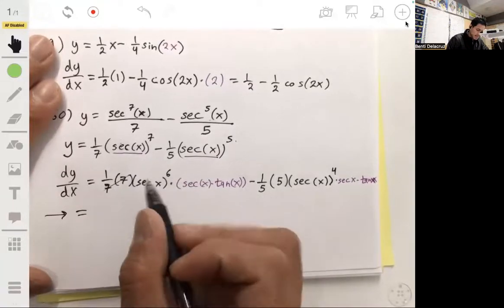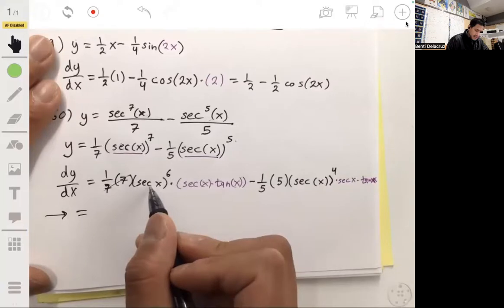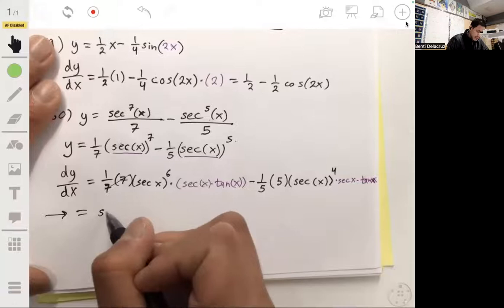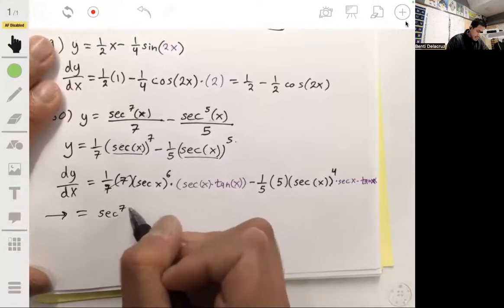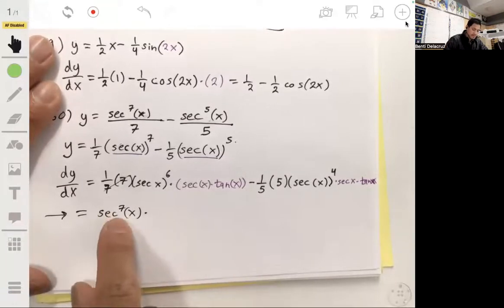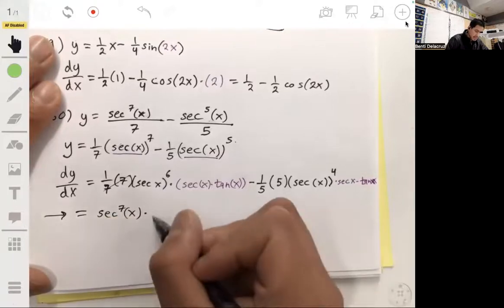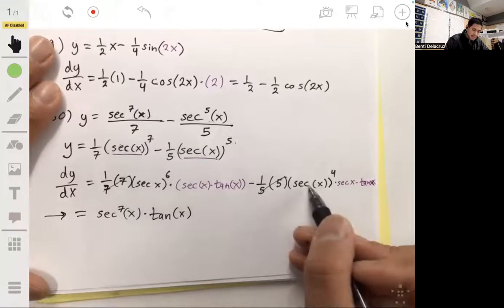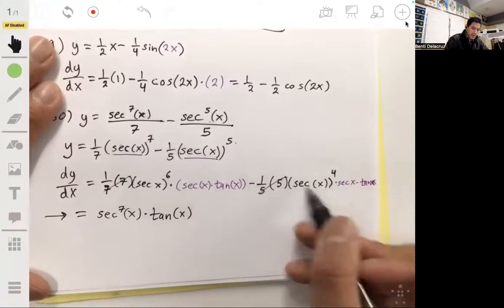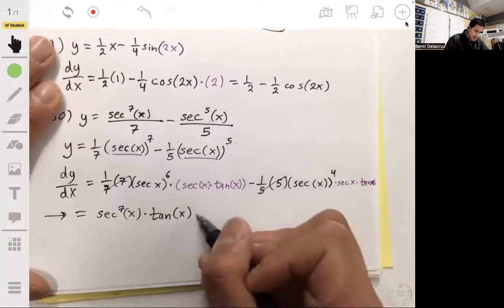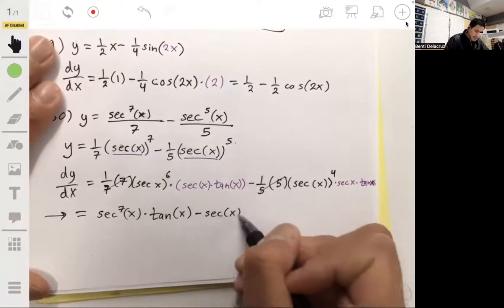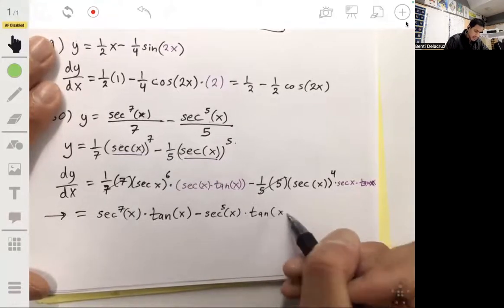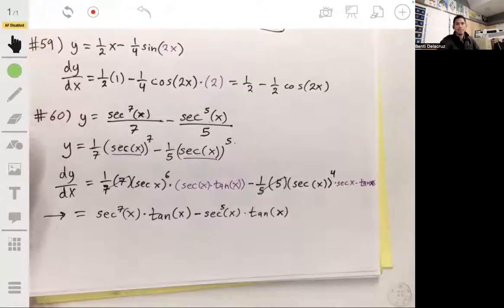So we have dy over dx will be, so we have secant of x to the 6th times secant of x. So that'll be secant of x to the 7th. So your textbook will usually write it like this, times tangent of x. These 5's cancel. And we have this whole thing to the 4th power times secant of x. So that'll be minus the secant of x to the 5th power times the tangent of x. And there you go.